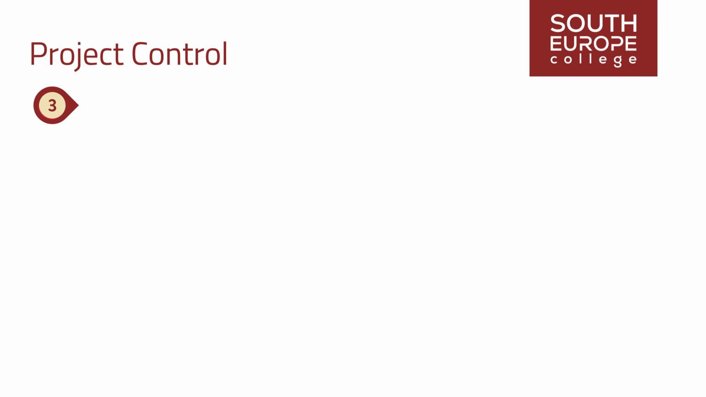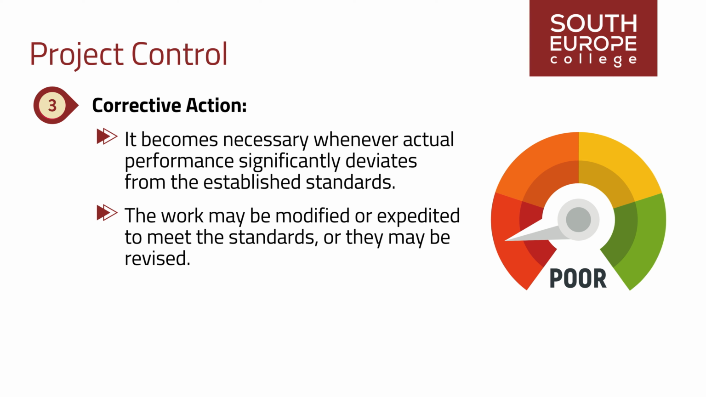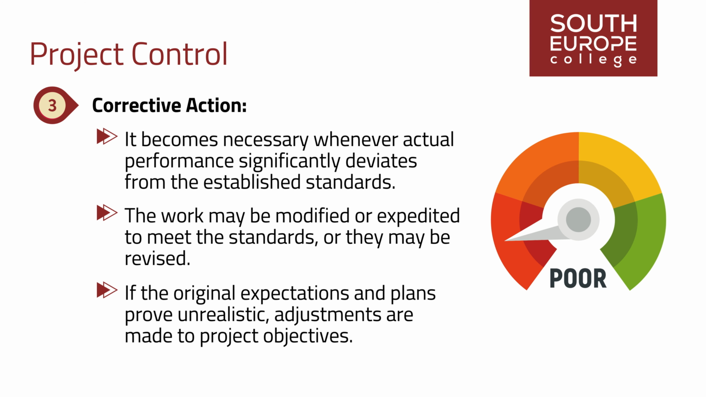The third step is corrective action. It becomes necessary whenever actual performance significantly deviates from the established standards. The work may be modified or expedited to meet the standards, or they may be revised. In cases of deficient work performance, additional or repositioned resources may be introduced. If the original expectations and plans prove unrealistic, adjustments are made to project objectives, and the standards and plans are revised accordingly.